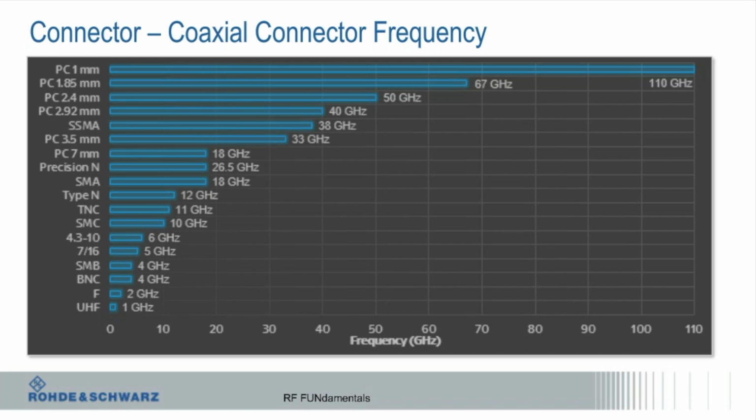Once you get above 3.5 millimeter, and 3.5 millimeter goes to 33 gig, I think I said 26.5. Anyways, we like it when people buy stuff up here because it makes my account manager friends happy, so they can make quota.